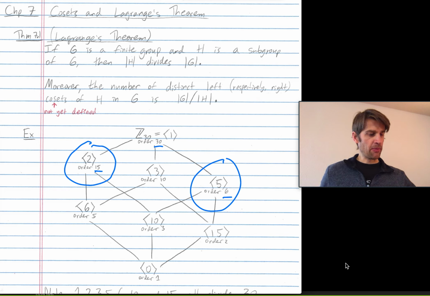Those are examples of sizes of subgroups, 15 or 6, dividing the size of the larger group, 30 in this case. And that's true for all the subgroups of Z mod 30, right? The various subgroups of Z mod 30 are all listed below in this diagram. And all of those sizes, 15, 6, 10, 5, 3, 2, and 1, all divide 30.